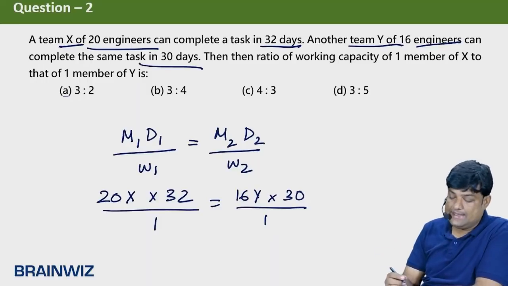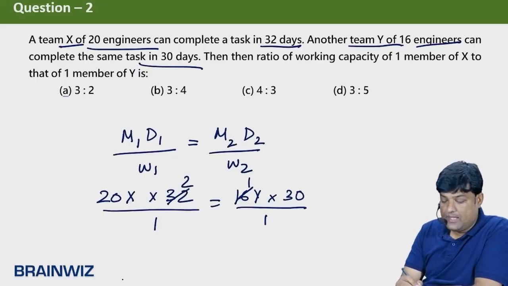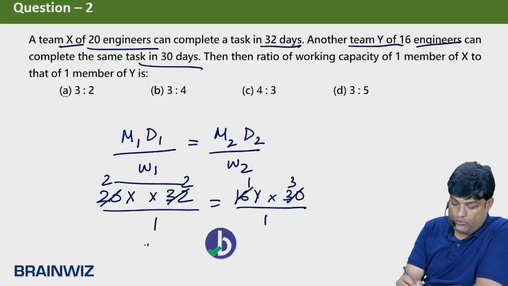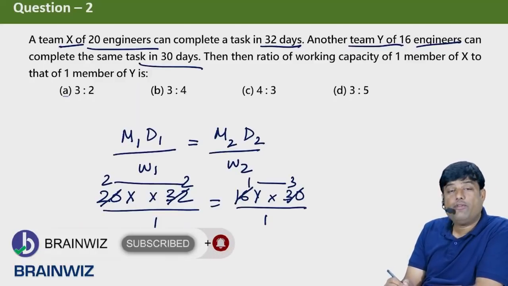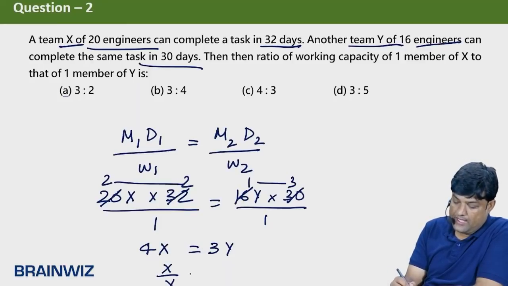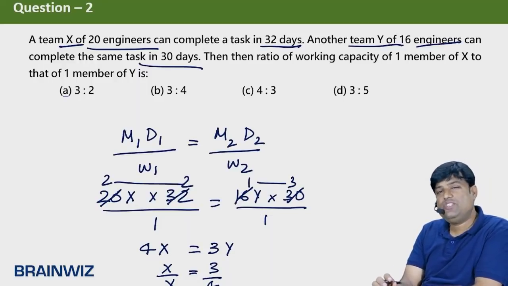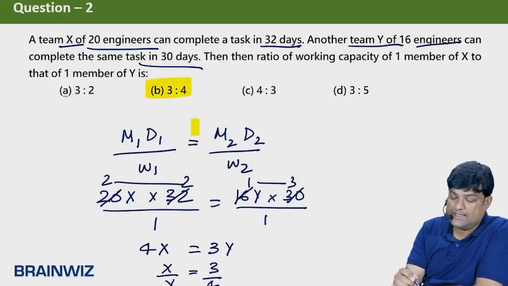Now, let's try to balance this one. 16 ones and 16 twos, and 10 twos are 20, 10 threes are 30. So we have understood that 2 twos are 4, 4x is equal to 3y. So we can understand the capacity of 4 members of x is equal to 3 members of y. So x divided by y, we can call it 3 divided by 4. So the efficiency of x and the efficiency of y is 3:4. Option B is the perfect answer.